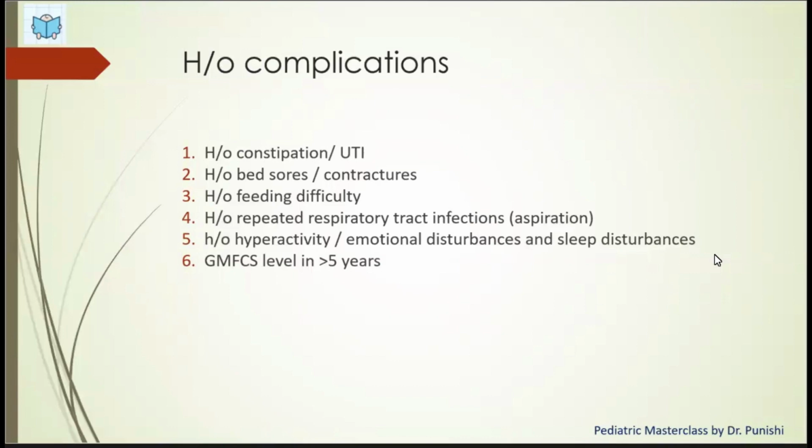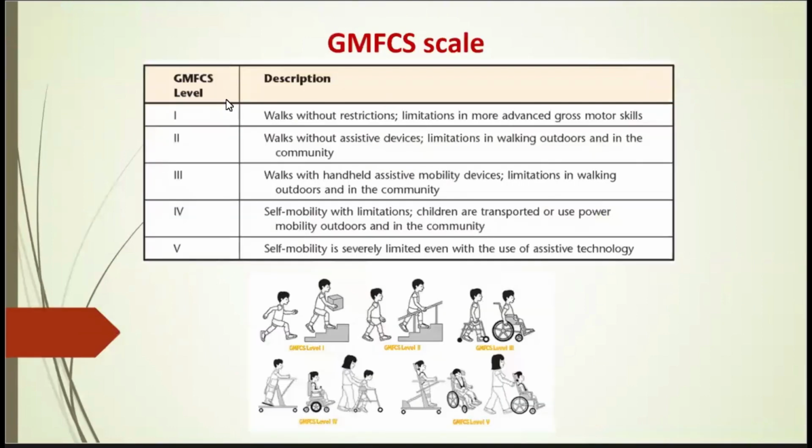Very important next step is to classify the child depending on the gross motor functional capacity scale, GMFCS. So this level needs to be mentioned in a child who's more than 5 years old. So what are the different levels of the GMFCS scale? So you have 5 levels. So let's look at the picture along with the description. So in level 1, the child is able to walk without restrictions, but has certain limitations with more complex and advanced motor skills.